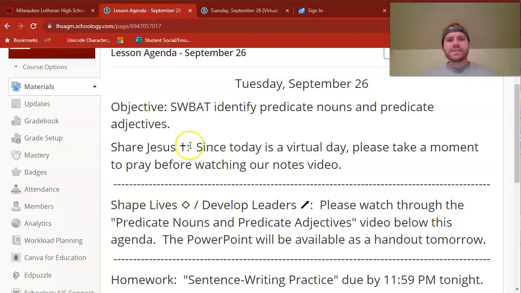So our objective today is different from yesterday. We are going to move forward with some verbs work. We're identifying predicate nouns, predicate adjectives. We'll see how that connects with verbs today as we learn.